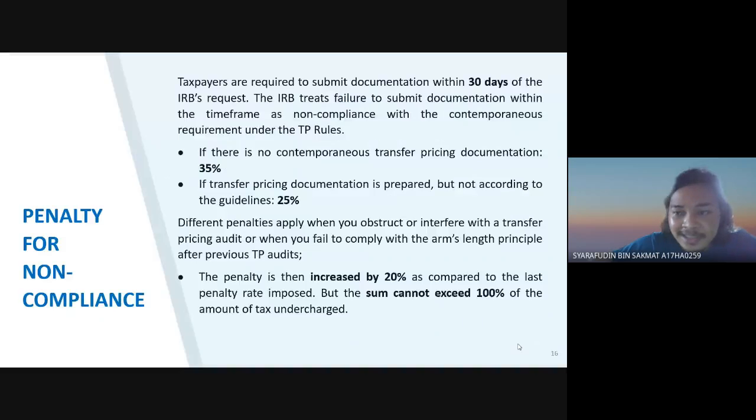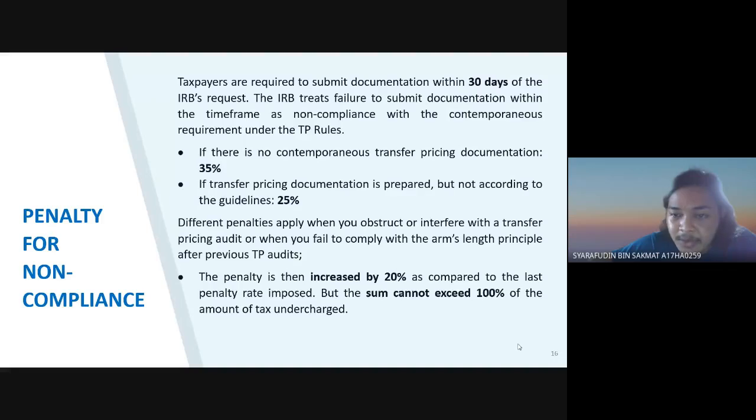Next is about the penalties. Penalties apply when the company fails to submit documentation within 30 days of the IRB request. That is the non-compliance. The penalty is, if there is no contemporaneous transfer pricing documentation, 35%. If the transfer pricing documentation is prepared but not according to guidelines, the penalty will be 25%.